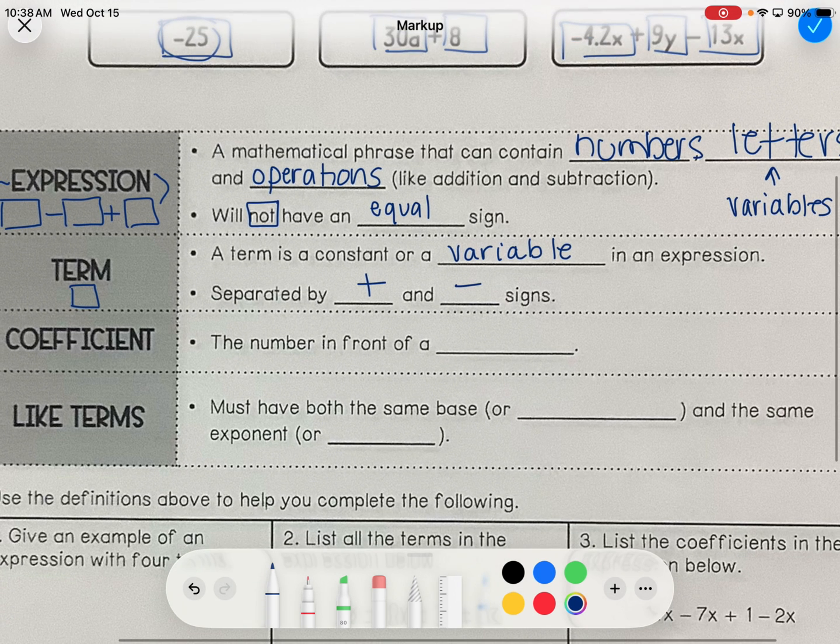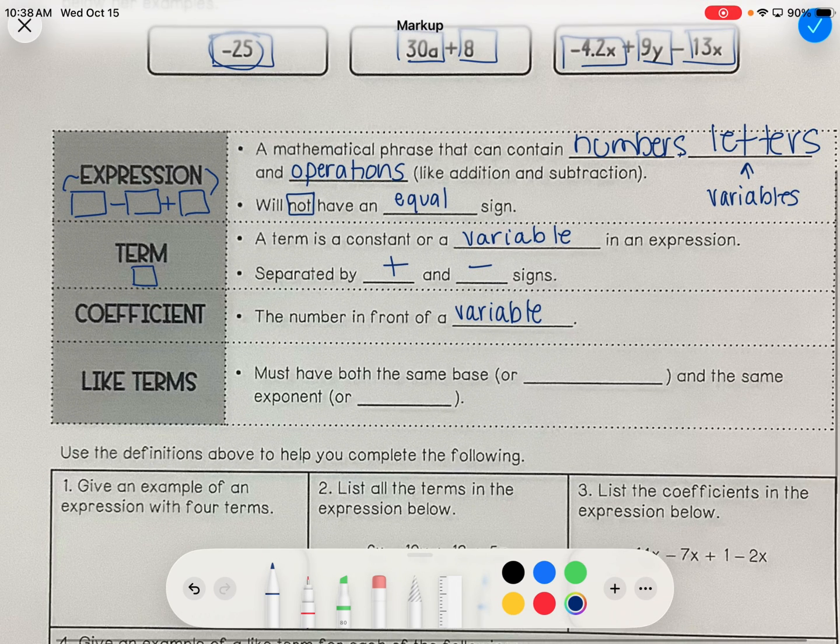Perfect. Coefficient. A coefficient is the number in front of a letter. I'm going to start calling letters variables. The number in front of a variable. So if I have 4.3x, this is my coefficient, 4.3, okay? Like terms have to have the same base or variable and the same exponent or power. So they have to have the same letter being raised to the same exponent, the same power.